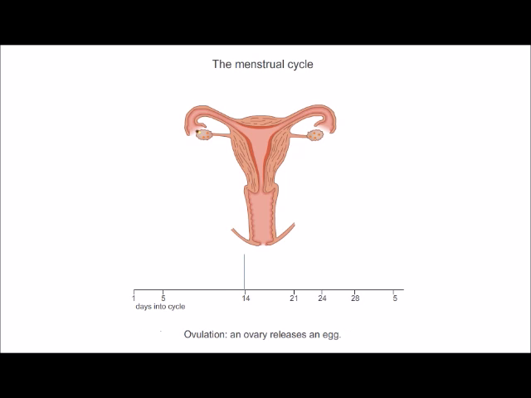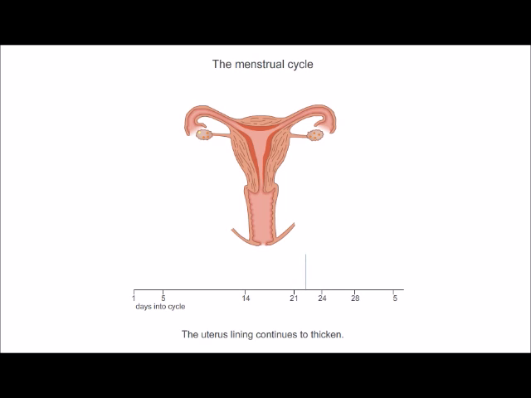The egg is released from a follicle on day 14 and moves down the oviduct into the uterus in a few days, and if it is fertilized, that egg will implant into the uterus lining. If it's not fertilized, the egg will die and pass out of the uterus and out of the vagina.